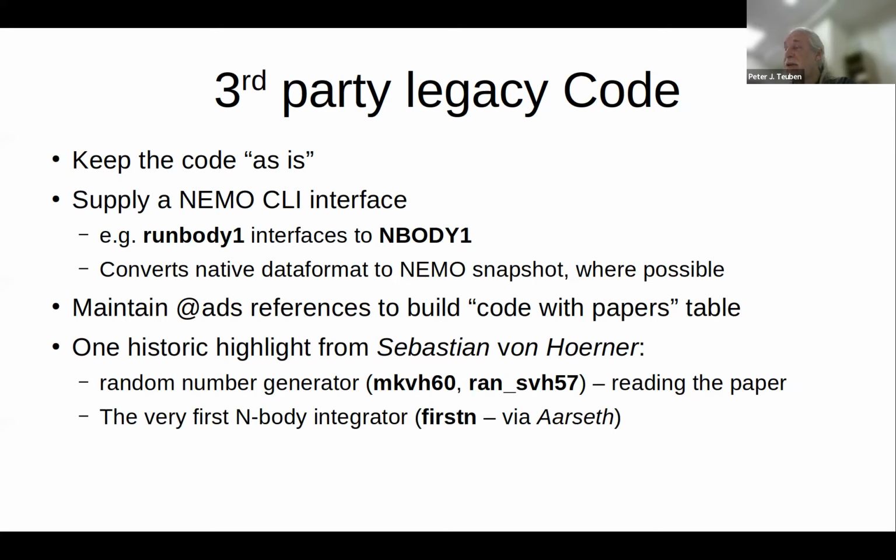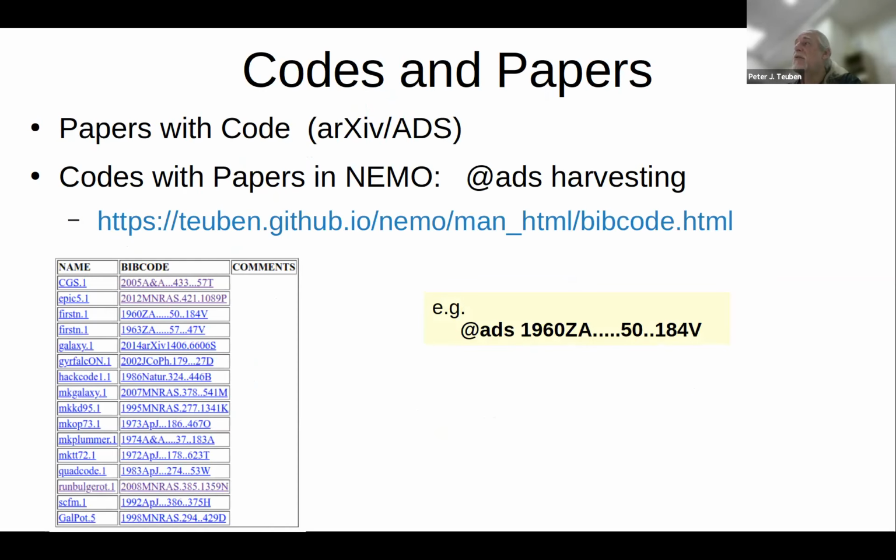The most fun thing I did earlier last year was Sebastian von Hoerner's N-body code. He wrote arguably the very first N-body code on a computer in 1960, but he also developed his own random number generator, which is really fun to read in the literature. So we reproduced that. It's really great fun. RSAT later publicly put his code on the web, which we have in NEMO, and it's called First N. So the very first N-body code that was written for a computer is also in NEMO. Fun to play with. So this is that example of codes and papers.